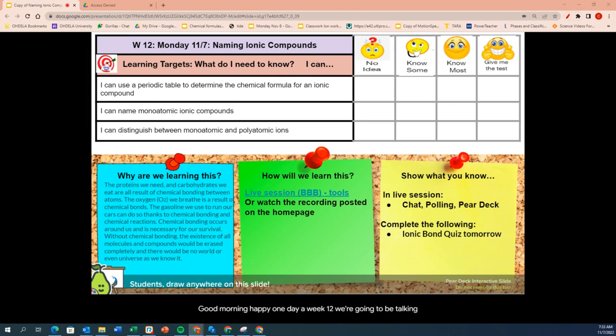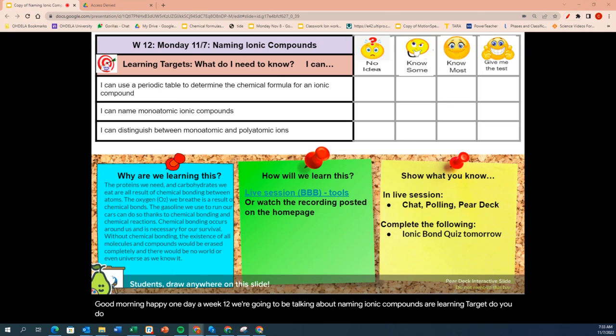We're going to be talking about naming ionic compounds. Our learning target is to use the periodic table to determine the chemical formula of an ionic compound. And we can name monatomic (mono means one) ionic compounds, and distinguish between monatomic and polyatomic ions.